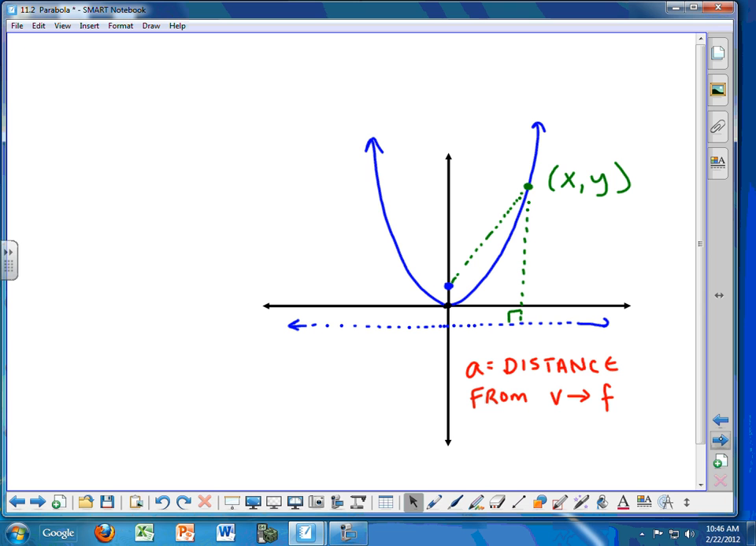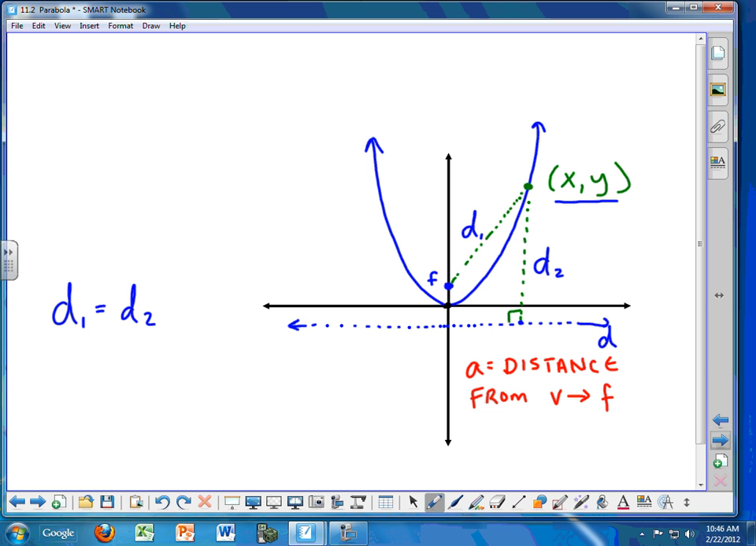Well, if it's true that the distance from any point on our parabola to the focus over here is equal to the distance from that same point down to our directrix over here, and that's what we call that line, the directrix, then we could write d1 over here and a d2 right here, and see then that the two distances are equal. So d1 equals d2 is what we're going to actually work out algebraically.